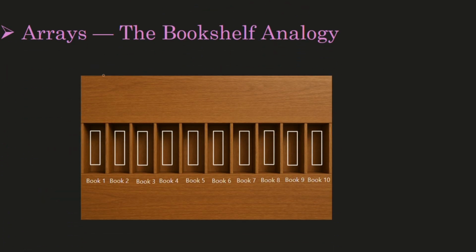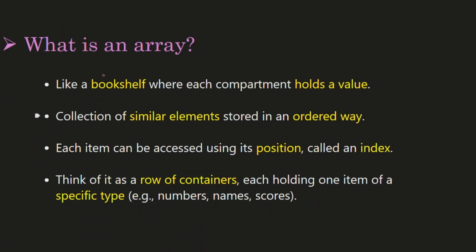Let's imagine this. You have a bookshelf with 10 compartments. You decide to place one book in each section. Later, if someone asks you, "Where's book 3?" you instantly say, "It's in section 3." That's exactly what an array is in programming. It's like a bookshelf where each compartment holds a value, and you can easily access any item using its position, which we call an index.